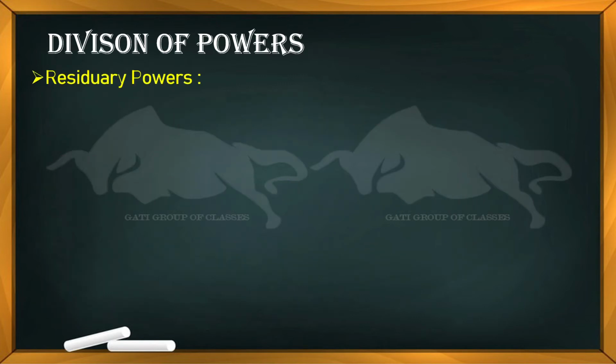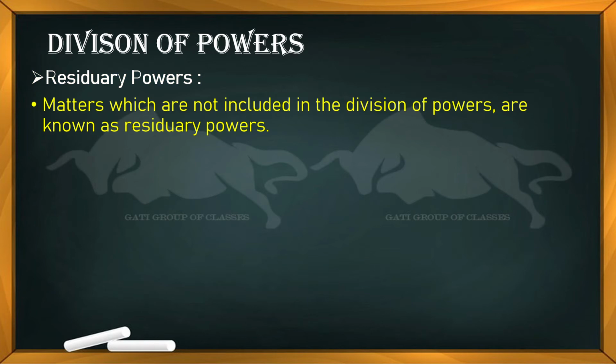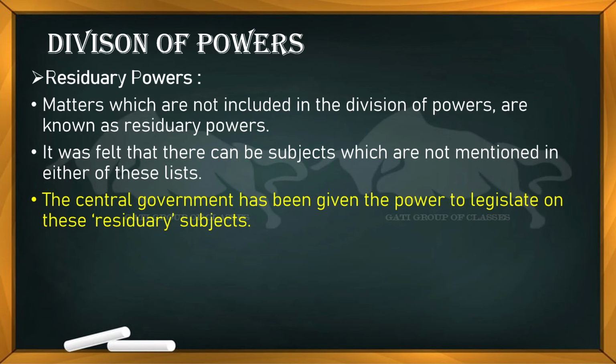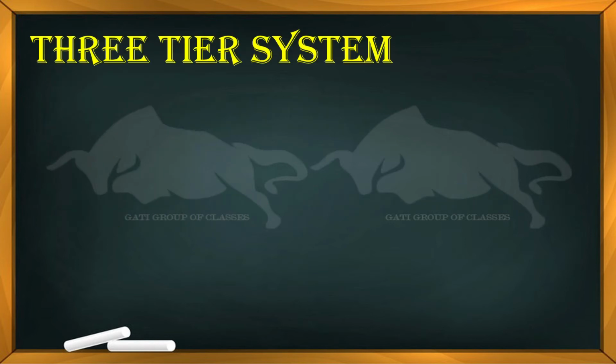Now the next topic is the residuary powers. Matters which are not included in the division of powers are known as residuary powers. It was felt that there can be subjects which are mentioned neither in the union list, nor the state list, nor the concurrent list. So those can be included in residuary powers. The central government has been given the power to legislate on these residuary subjects.